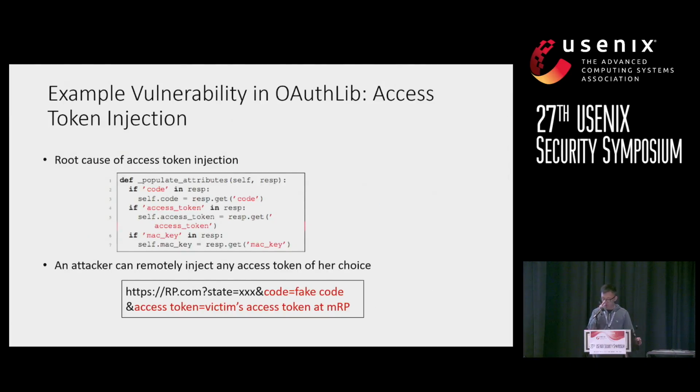Here we show an example of vulnerability in the code snippet. The code parameter is stored, and surprisingly, this access token is also stored. If an attacker attaches the access token in the URL and sends it to the RP server, this access token is then stored by the SDK and used for authentication later on.